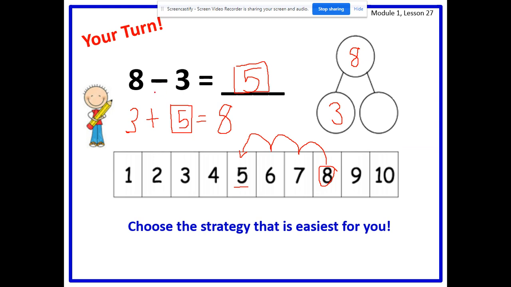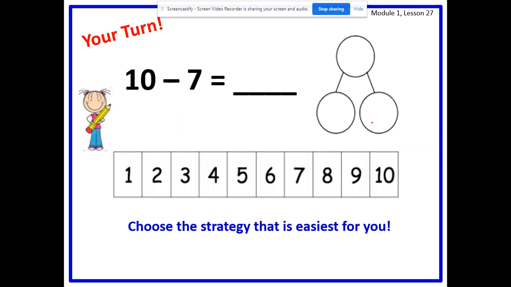So now we know that 8 minus 3 equals 5, or 3 plus 5 equals 8. So 5 was our unknown part. Don't forget to write it in your number bond. Last problem. Ready? So go ahead and write the equation 10 minus 7 equals blank and draw your number bond. Press pause at this time, and when you're ready to continue, press play.